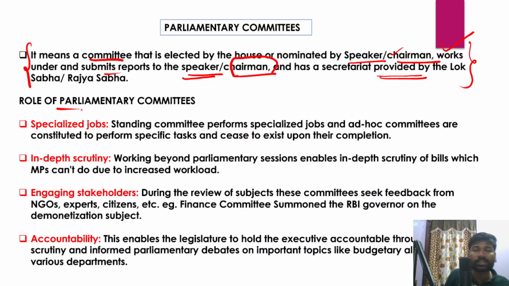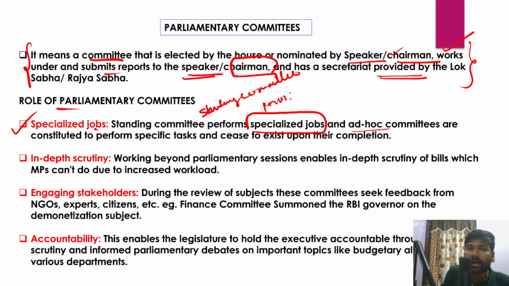And what is the specific role that these parliamentary committees perform? Parliamentary committees actually perform a specialized function. So what sort of specialized job do they perform? There are standing committees and ad hoc committees. For example, there are certain standing committees, and these standing committees are also called permanent committees.